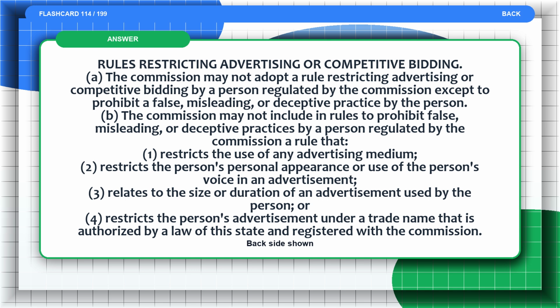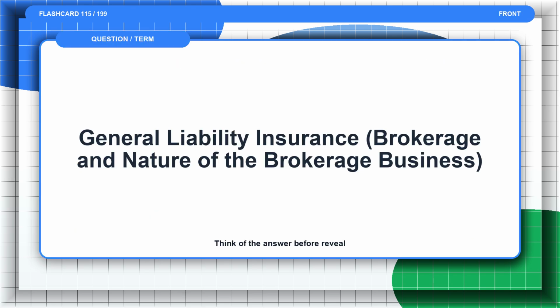B. The Commission may not include in rules to prohibit false, misleading, or deceptive practices by a person regulated by the Commission a rule that 1. Restricts the use of any advertising medium. 2. Restricts the person's personal appearance or use of the person's voice in an advertisement. 3. Relates to the size or duration of an advertisement used by the person. Or 4. Restricts the person's advertisement under a trade name that is authorized by a law of this state and registered with the Commission.